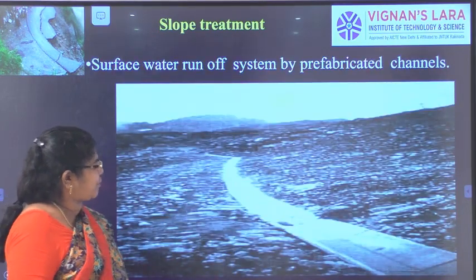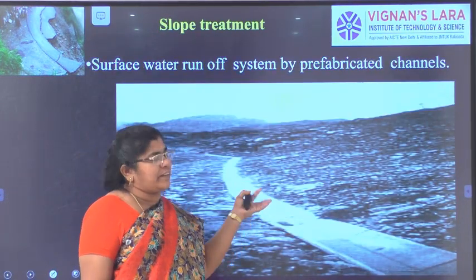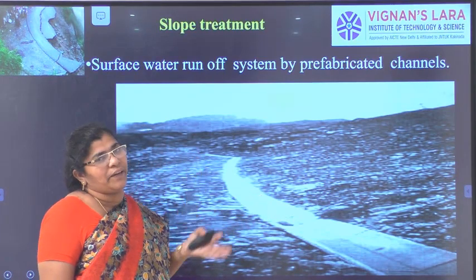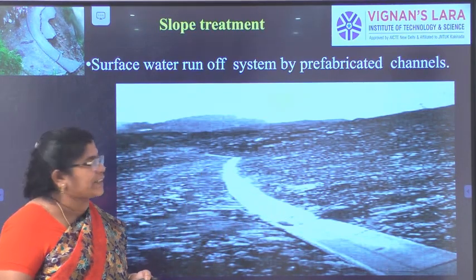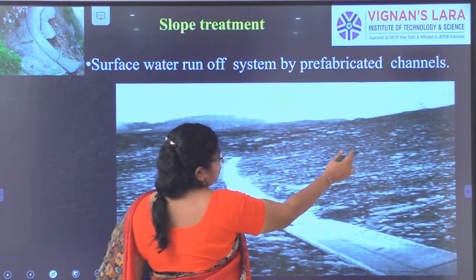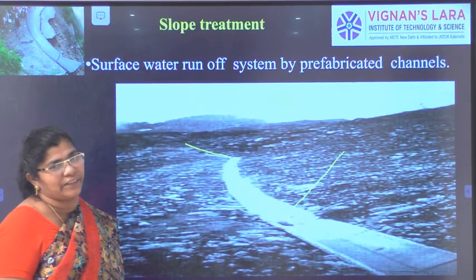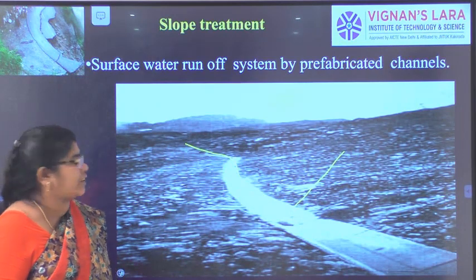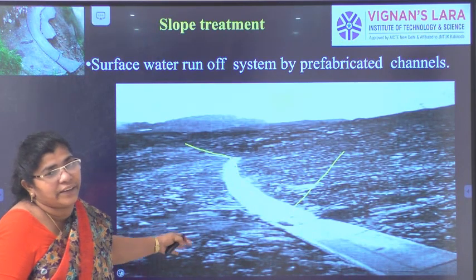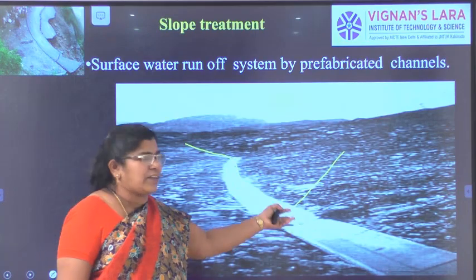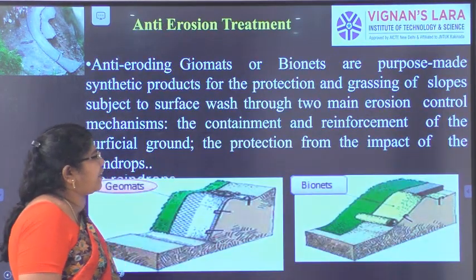And the next one is prefabricated channels. Prefabricated means we are making a channel in between. So when there is heavy rain, this channel will take the water to the stream or the river on the lower ground without causing much pressure to the next things. So this will act as a channel in heavy rain.